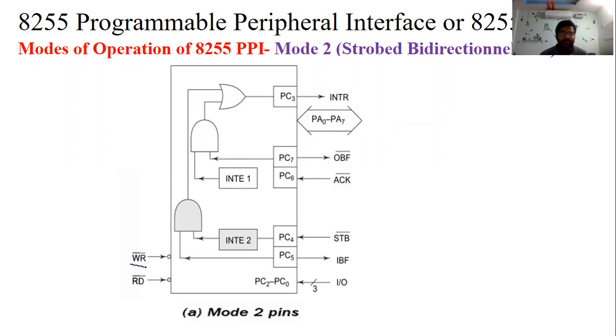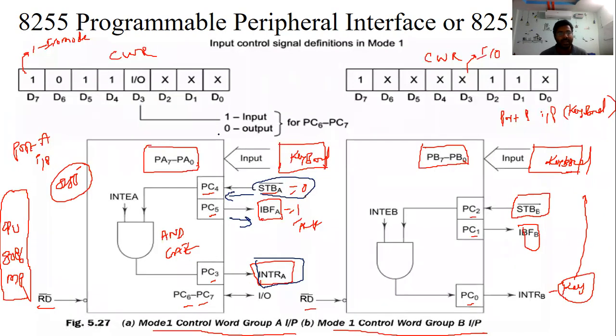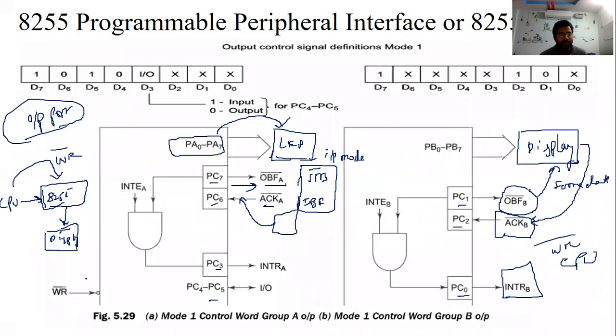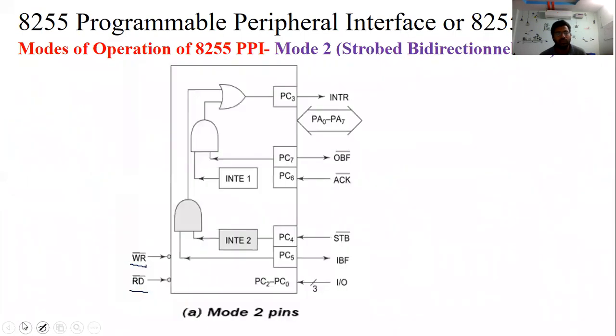In the earlier modes, as an input port you can only perform the read operation, and as an output port you can only perform the write operation. In mode 0 and mode 1, the port may work as an input port, otherwise as an output port. At a time it will not work as input and output port. But here in mode 2, you must draw this diagram in the examination also.